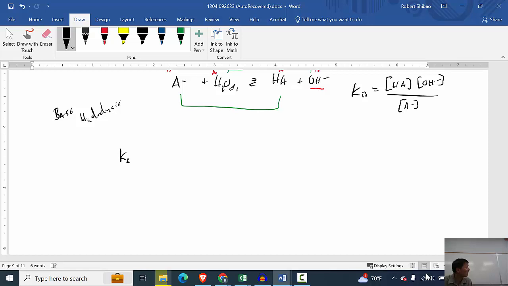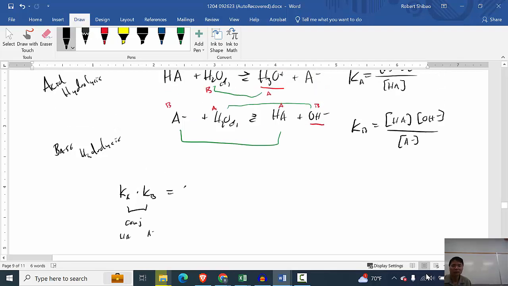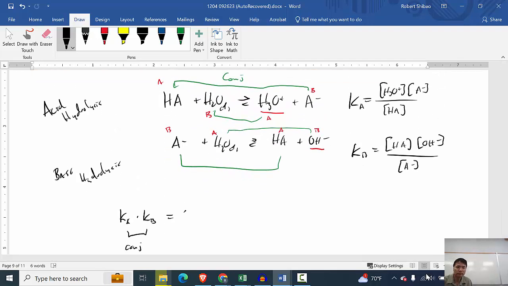When we have Ka times Kb and their conjugates, these have to be conjugates. So for example, A would be the HA and B would be the A minus. Then this is equal to this. So just multiply it out. And so we get the hydronium here times the A minus divided by the HA, times the HA here times the hydroxide divided by the A minus here.